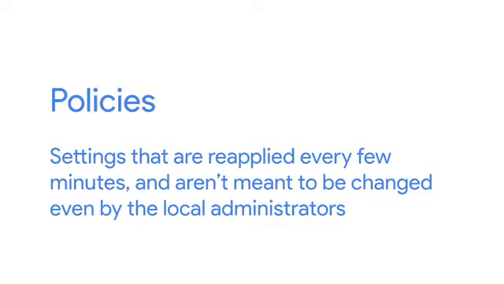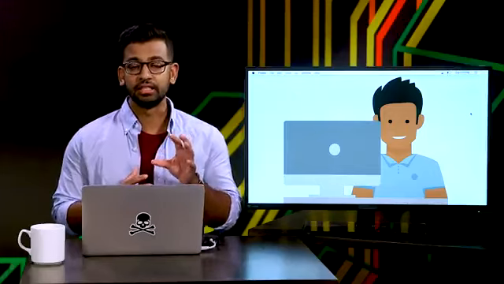Remember when I said that GPOs contain policies and preferences? What's the difference? Policies are settings that are reapplied every few minutes and aren't meant to be changed even by the local administrators. By default, policies in the GPO will be reapplied on the machine every 90 minutes. This ensures that computers on the network don't drift from the configuration that system administrators define for them.